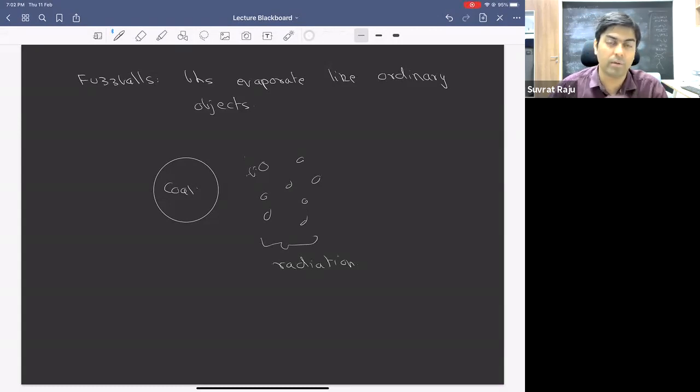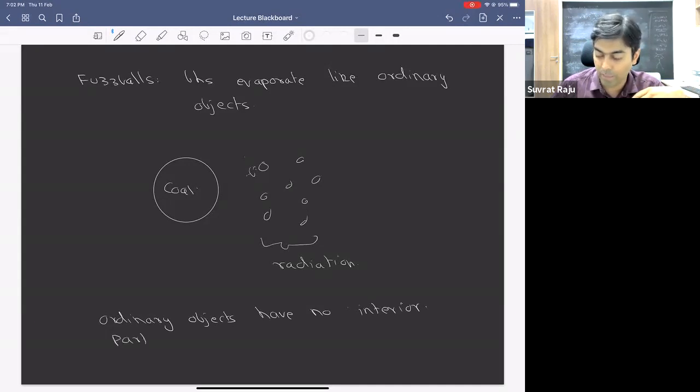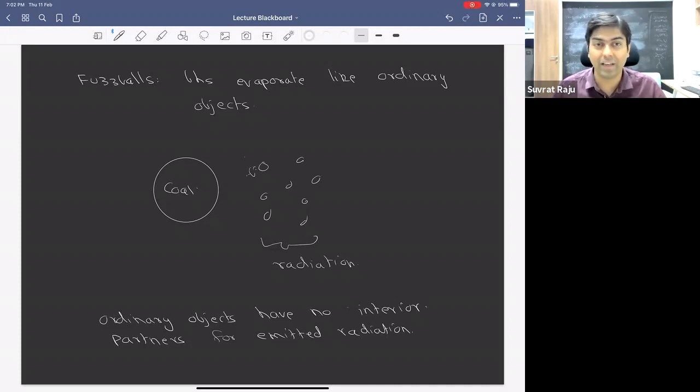But the important point about the way ordinary objects evaporate is that ordinary objects have no interior partners for emitted radiation. I mean, ordinary objects have an interior, but they have no interior partners for emitted radiation. So, when you emit radiation from coal, there is nothing that tells you that every qubit that is emitted from a coal is maximally entangled with a qubit that remains behind in the coal. It might be that you had an EPR pair and the EPR pair broke and the qubit that was emitted was entangled with the qubit that got left behind. But there is no rule that tells you that this is necessarily the case for a piece of coal. So the important part is that ordinary objects have no interior partner for emitted radiation.